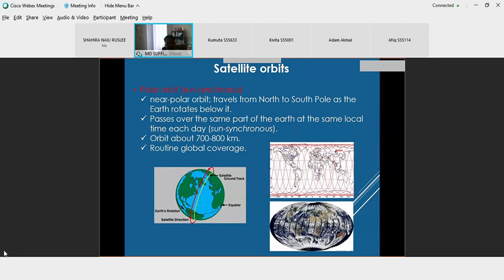So kamu pernah tengok ni tak, kita punya receiver dekat atas makmal pusat?